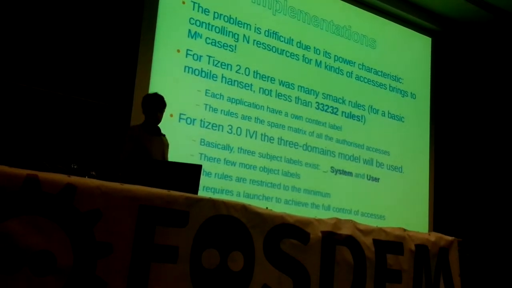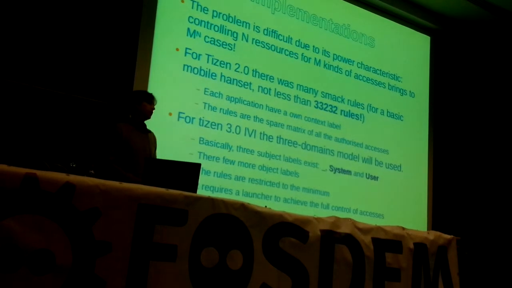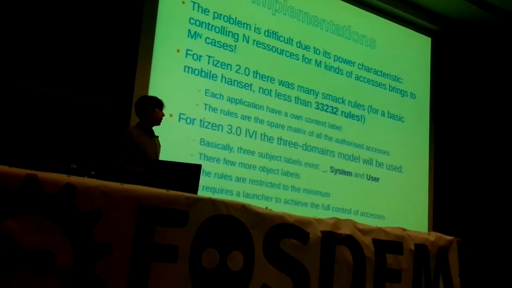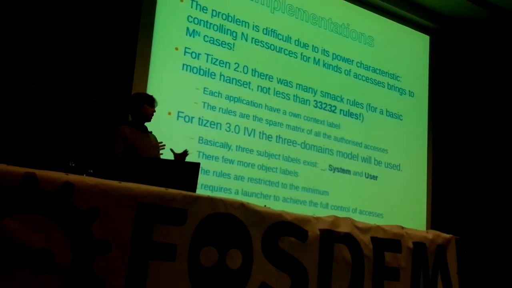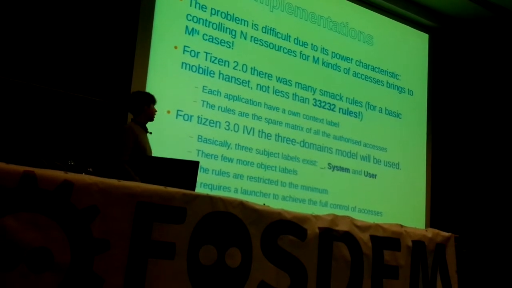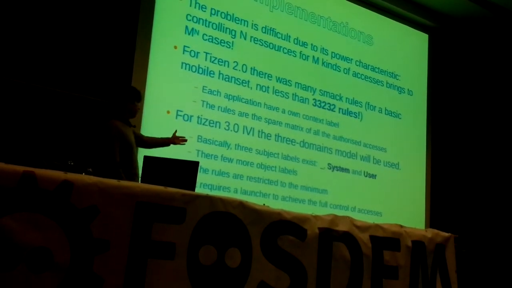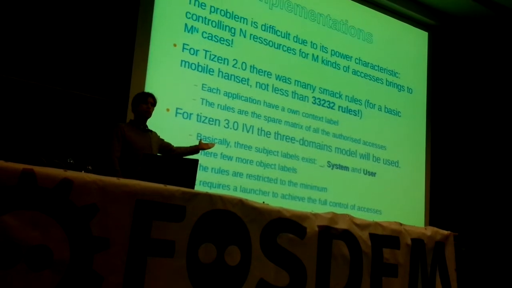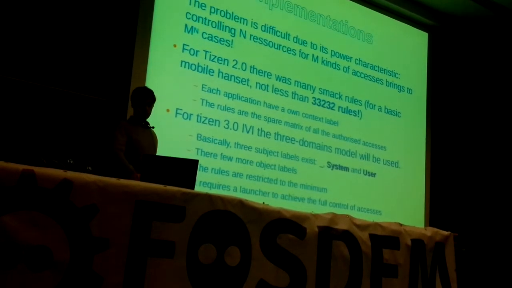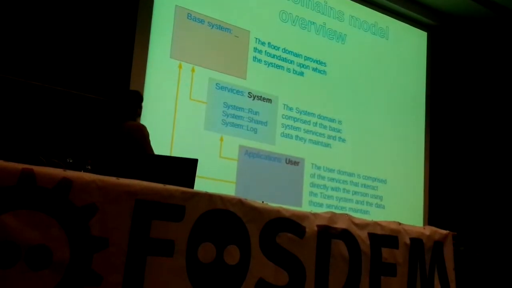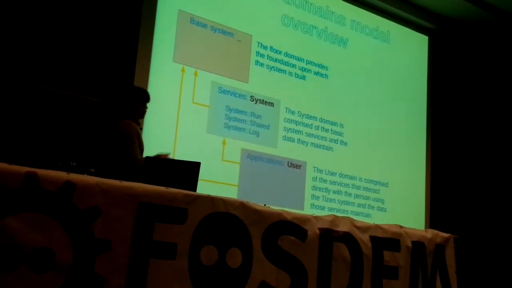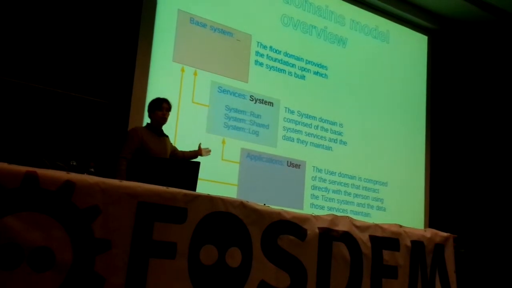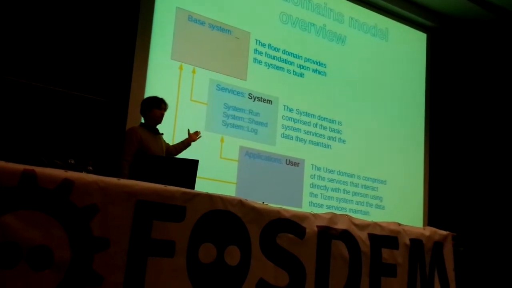3.0, we are looking at the proposition of KZ, another model that is much simpler and only uses 3 big domains of security. Floor, which is a kind of default domain, is for the base system. The services are running under another domain, which is system.